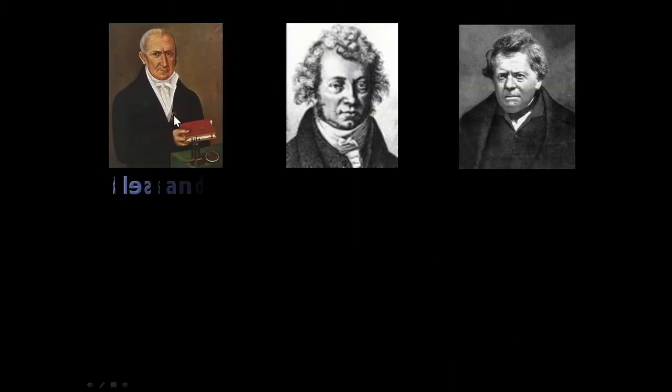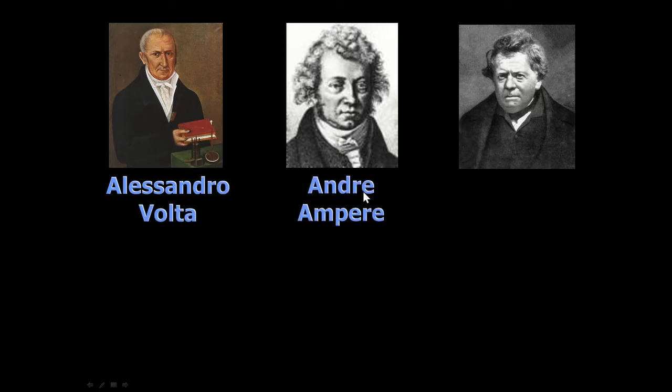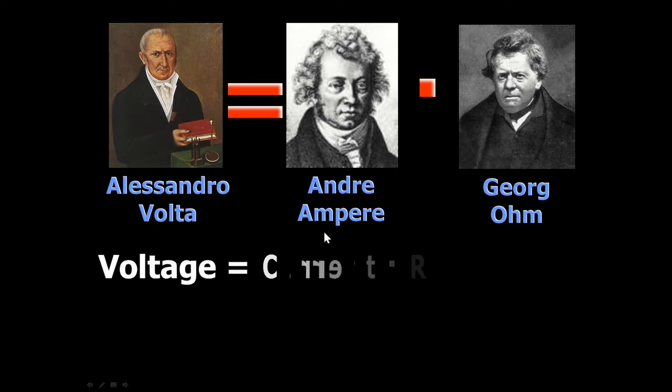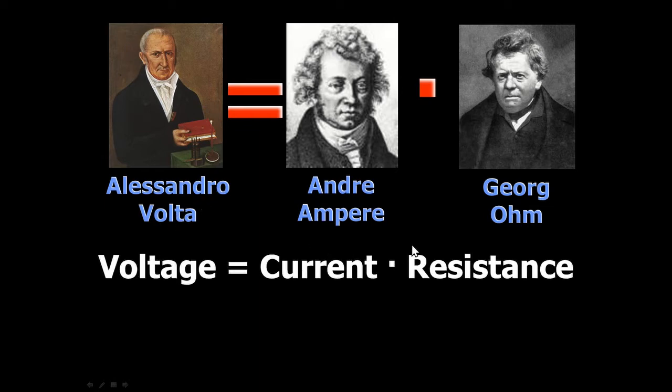So we have these three people here. We've got Alessandro Volta, Andre Ampere, and Georg Ohm. It doesn't look like it, but they are related of sorts. They're related in this way here, that voltage is equal to current times this proportionality constant that we call resistance. We say V equals IR.